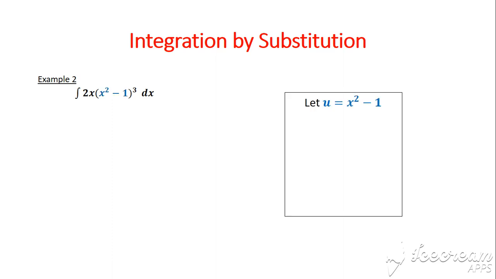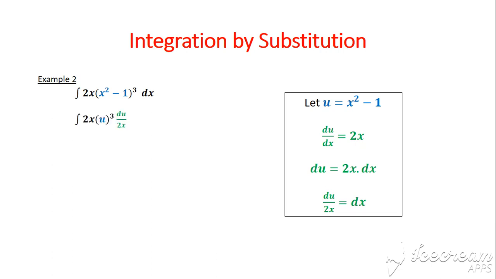So over on the side, we're going to let u equal to x squared minus 1. We're going to differentiate that with respect to x to get 2x. We're going to multiply by dx on both sides and divide both sides by that to get dx is equal to du over 2x.